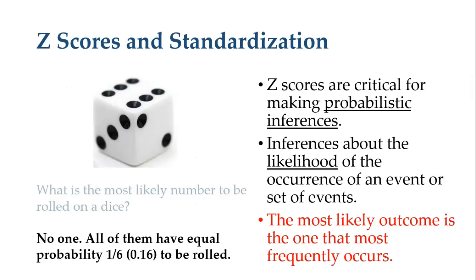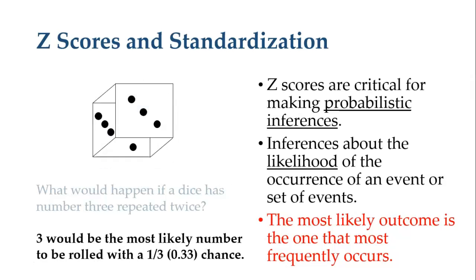And what is the most likely number to be rolled on a dice, for instance? None of them, because all of these numbers have equal probability to be rolled, which in this case is 1 divided by 6, 1 out of 6, or 0.16, right? But what would happen if we have a dice with the number 3 repeated twice? In that case, 3 is going to be the most likely outcome because there is a higher probability that 3 is going to appear more frequently than the other numbers, okay?